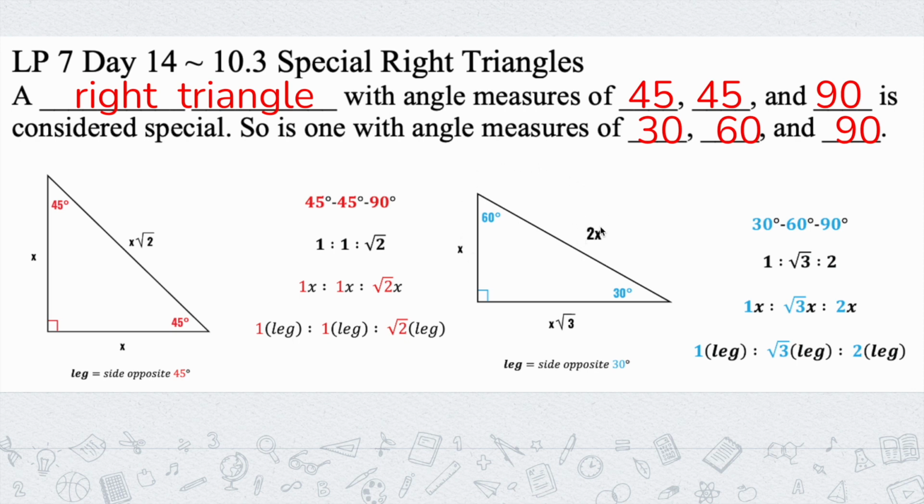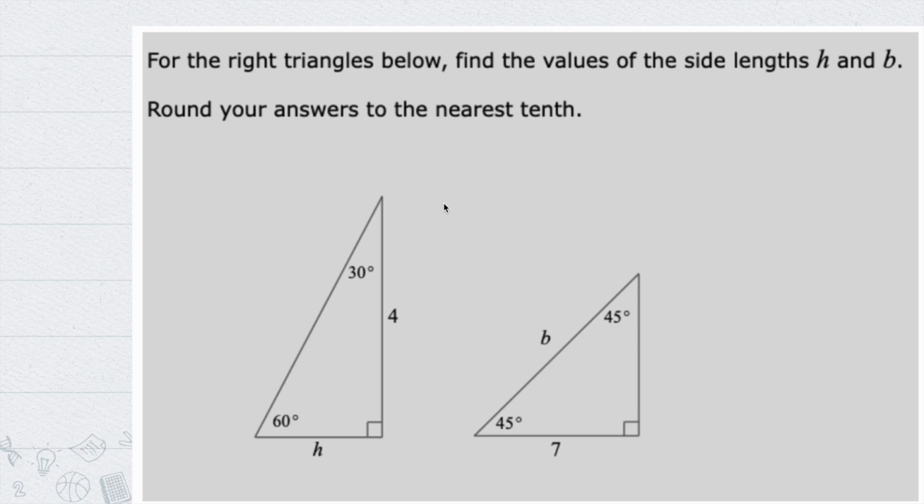So it's just a couple of very quick ways. If I have these two types of triangles, I can move around the side lengths to find different sides. And I don't need all of the sides like I do with the Pythagorean theorem. I really only need one side, and I can find all three sides. So let's go ahead and practice this. For the right triangles below, find the values of the side lengths h and b, round your answers to the nearest tenth. So for this triangle, they want us to find h, and for the second triangle, they want us to find b.